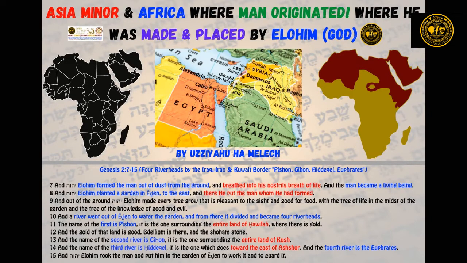So we have a definite landmark here. We have a definite river, Euphrates, right? That's over here by the Iran, Iraq, Kuwait border. So you see Euphrates, right? And you see this is in the area of what we call Saudi Arabia, right? And then you even have the river Nile.